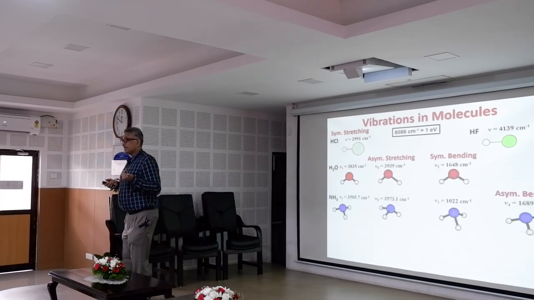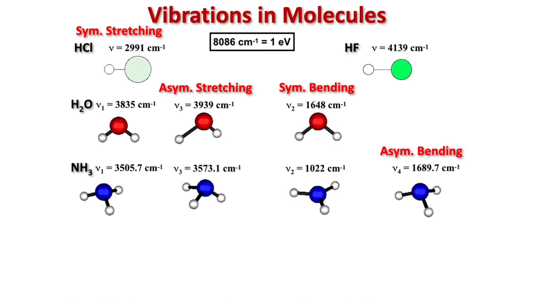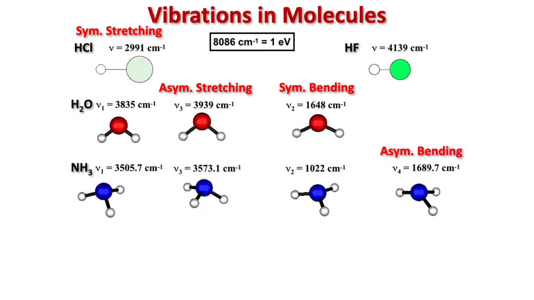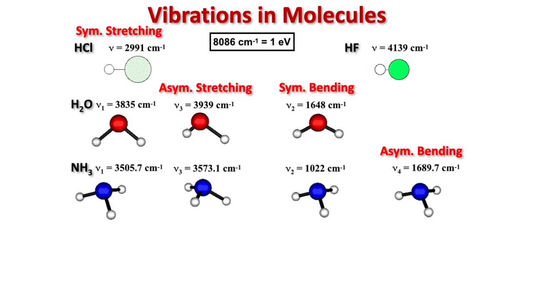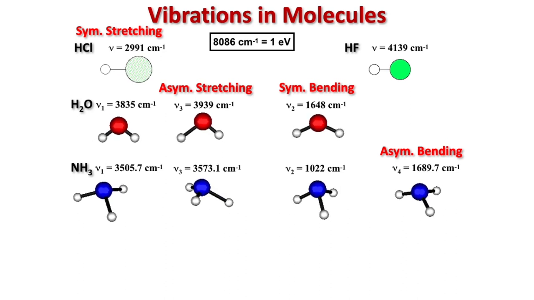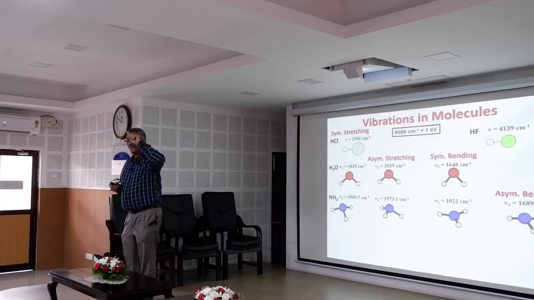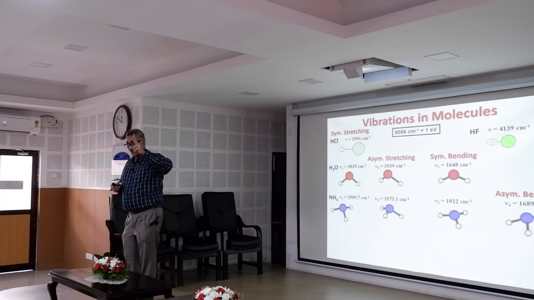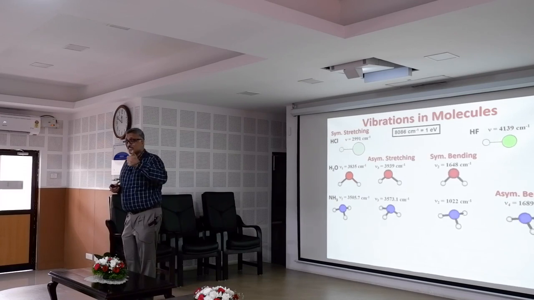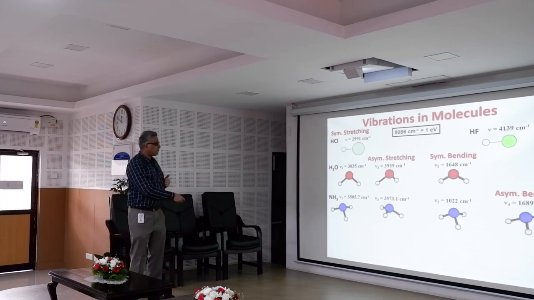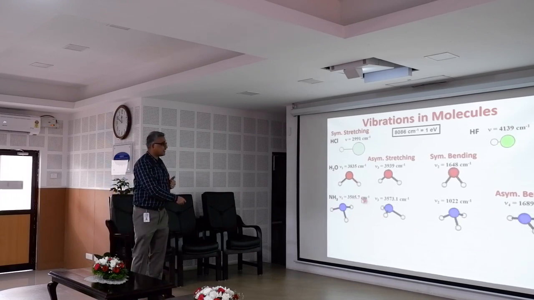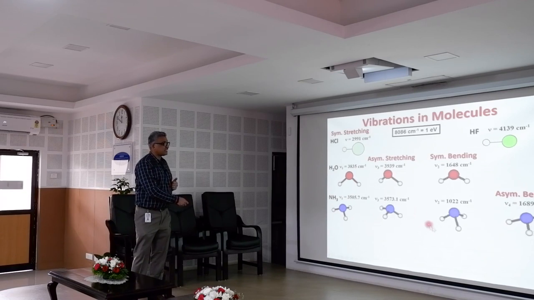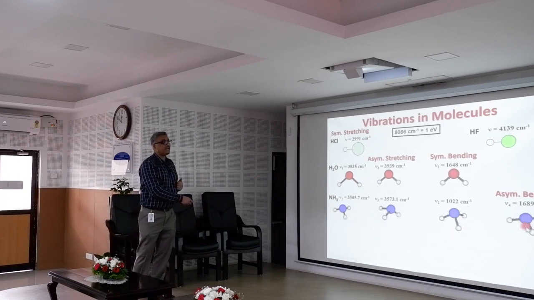I added one more atom, NH3, I have taken ammonia. It's like a pyramidal structure, right? And the moment I have a pyramidal structure, and now I say 3n minus 6, right? That means 3 into 4, 12, 12 minus 6, 6 vibrations. But what do I show? 4 vibrations. You see that? I am only showing 4 vibrations. One is symmetric stretching, asymmetric stretching, symmetric bending, and asymmetric bending.